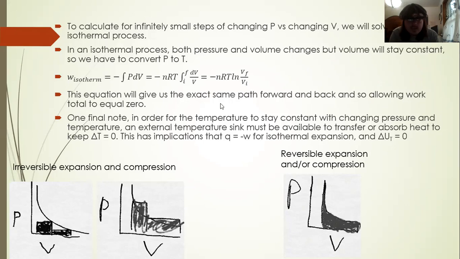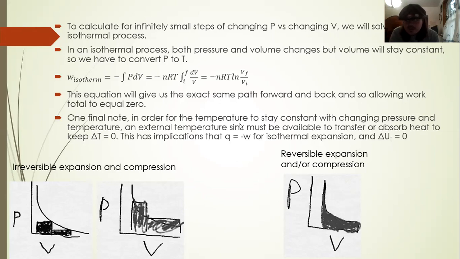This equation will give us the exact same path forward and the exact same path back, allowing total work to equal 0. Now, essentially, if I did this in 2 big steps, 2 small steps, we're going to irreversible expansion and compression, we're going to lose some of that energy. But if I do it reversibly, I can get a perfect integral.